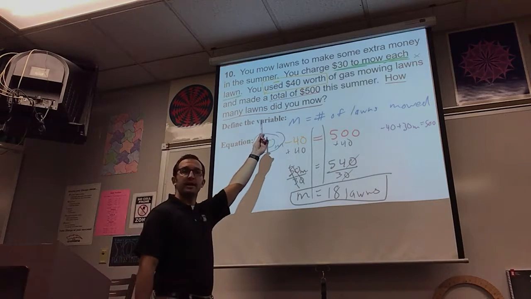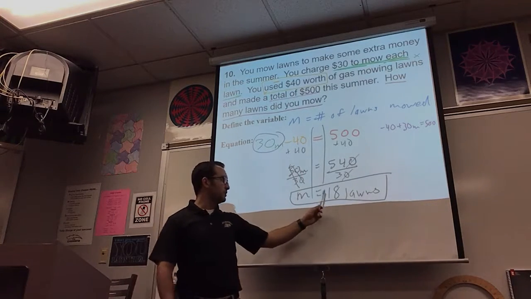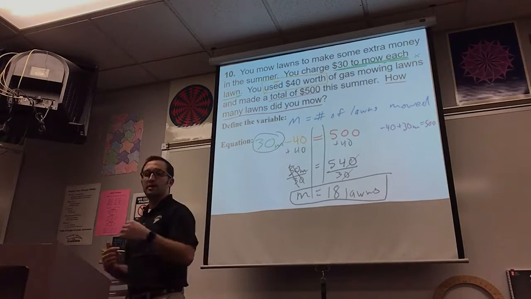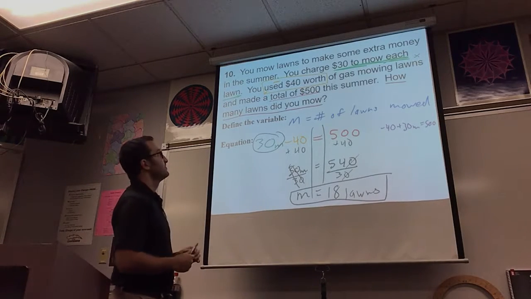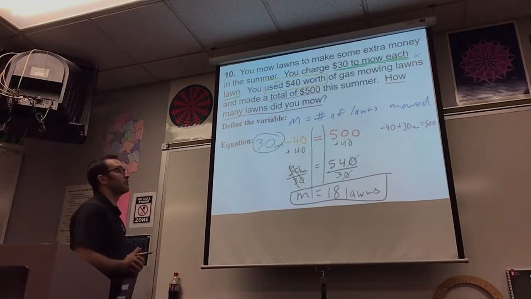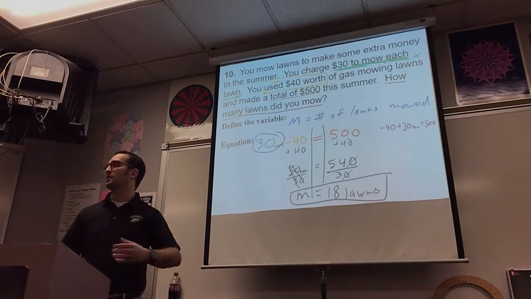Remember, a real world problem has to have a real world answer. M equals 18 is not an answer to this question. 18 lawns is an answer to this question. And we have to ask ourselves, does this number make sense? Yeah, we had to mow kind of a lot of lawns.